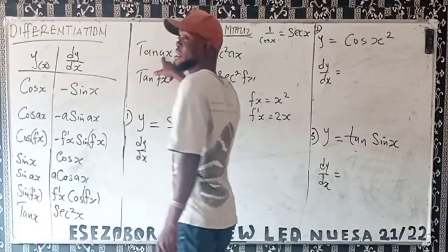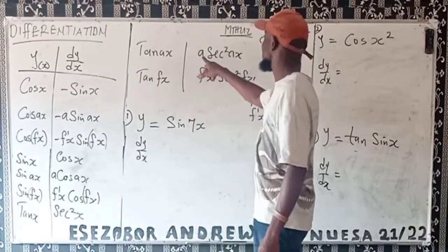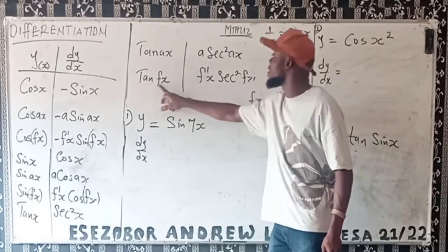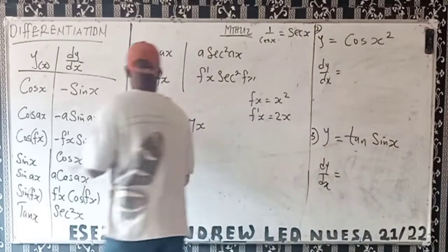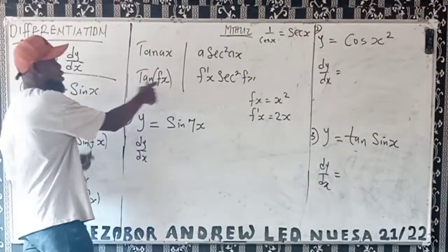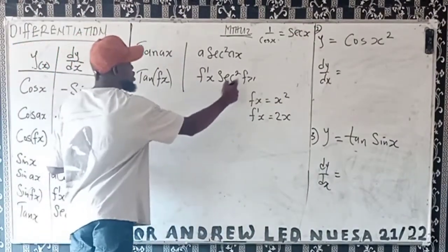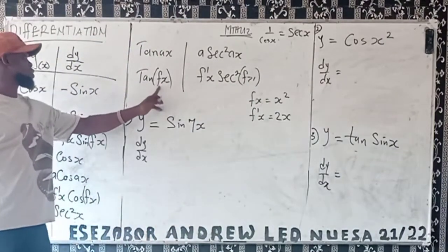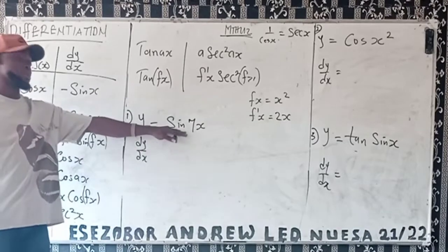Then what about tan ax? What about tan ax? We're going to have a sec squared ax. So generally, if you have tan of a function of x, you have tangent of a function f, differentiate it, you're going to have f prime of that function times sec squared of that function of x. Remember, f prime is differentiating what you have here, you're going to have this. And let's start with this.